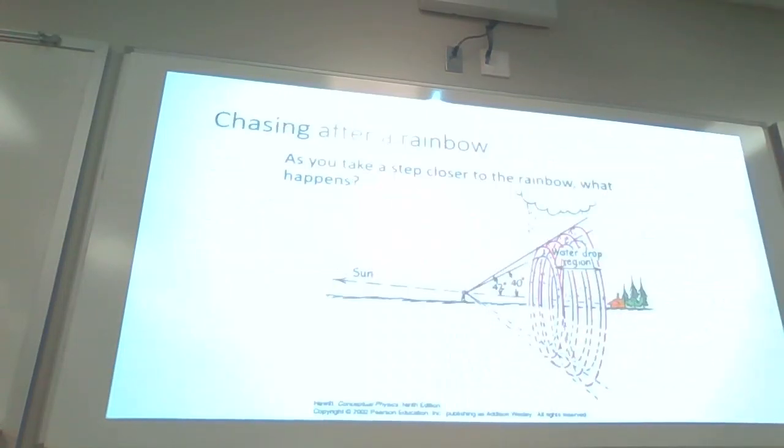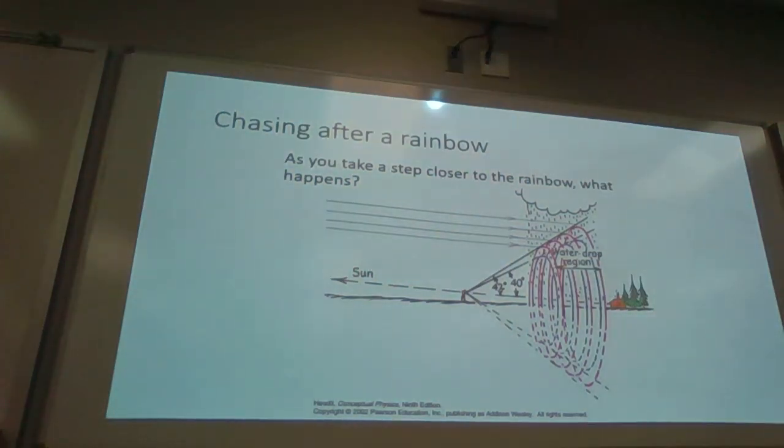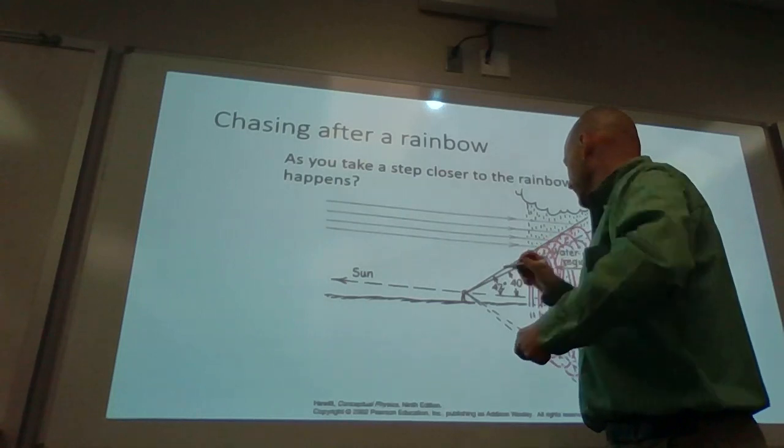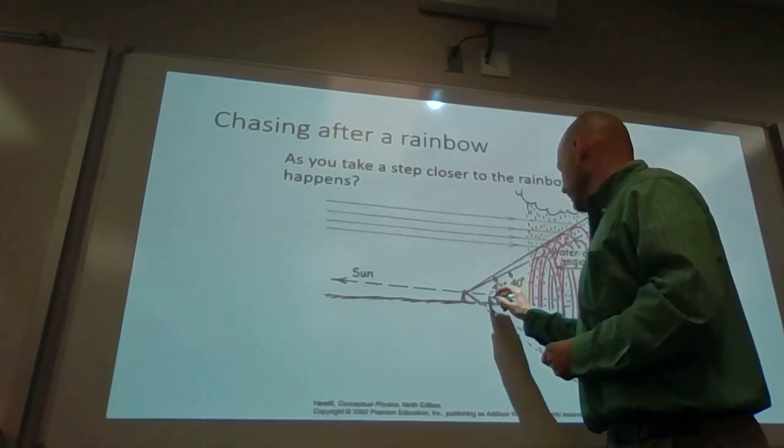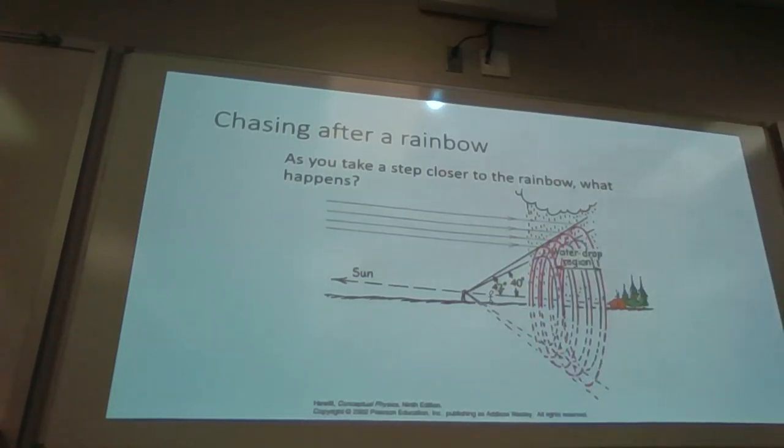Okay. Turns out that each raindrop is actually spitting out a cone of light, not just a band, and so we see that as a cone. So we're seeing a cross section of a cone, like looking through a megaphone type thing. Does that make sense? Okay. What would happen if you walked towards the rainbow?